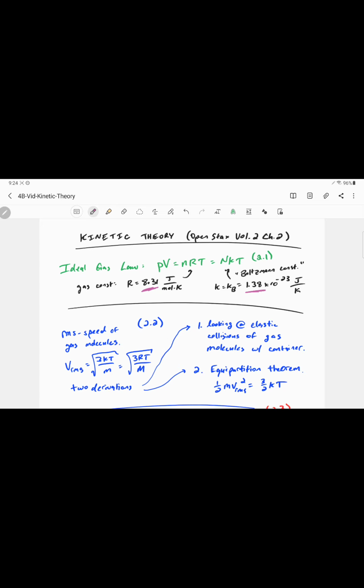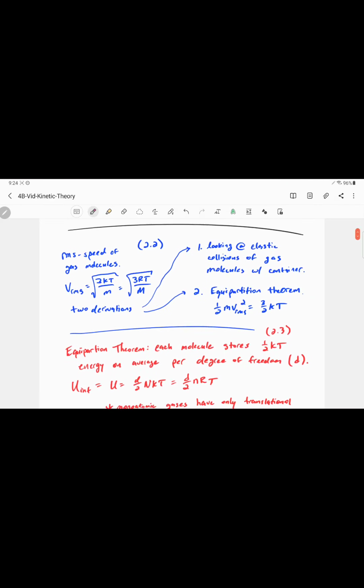And notice 8.31 and 1.38. That makes it easier to remember, right? Because they're just forwards and backwards, same number. But you do have to remember the times 10 to the minus 23 for the small thing. That's the gist of that section.